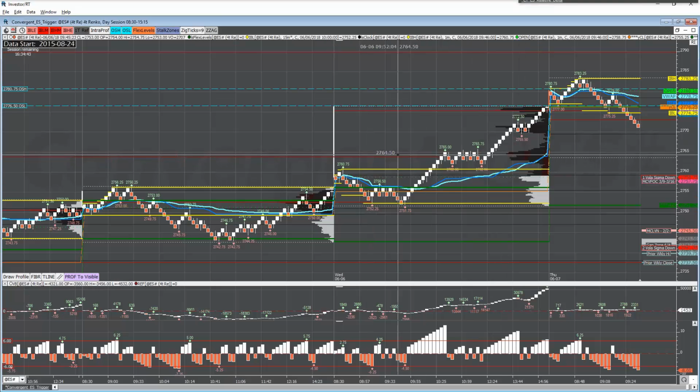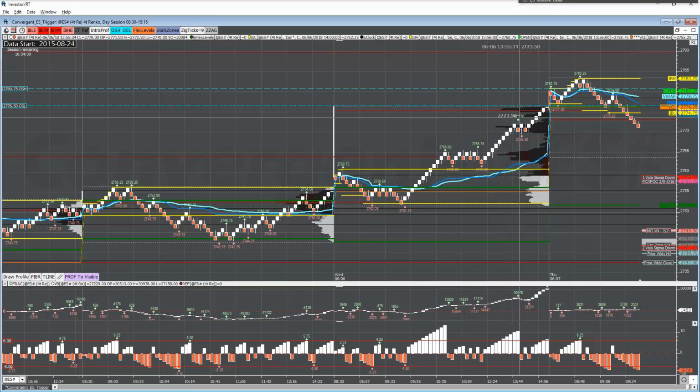VPOC shifts, the point of control, the most traded price of the day by volume shifting, tells us something. It tells us that there was enough interaction at a price that is considered, temporarily at the moment, fair, and so a lot of participants will trade at that price. The tighter the VPOC, the less likely it's going to hold, the less likely that it is in fact establishing balance, and so it's likely to cause a push one way or another.